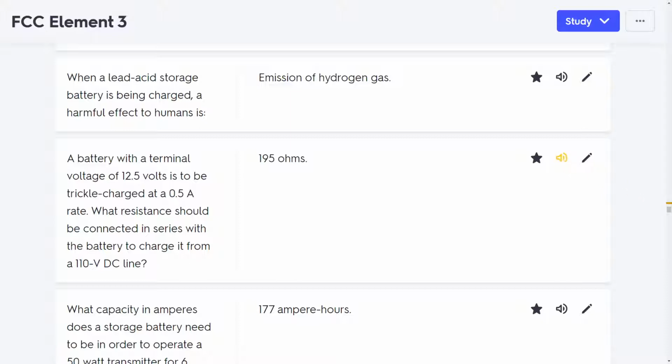A battery with a terminal voltage of 12.5 volts is to be trickle charged at a 0.5 A rate. What resistance should be connected in series with the battery to charge it from a 110 VDC line? 195 ohms.